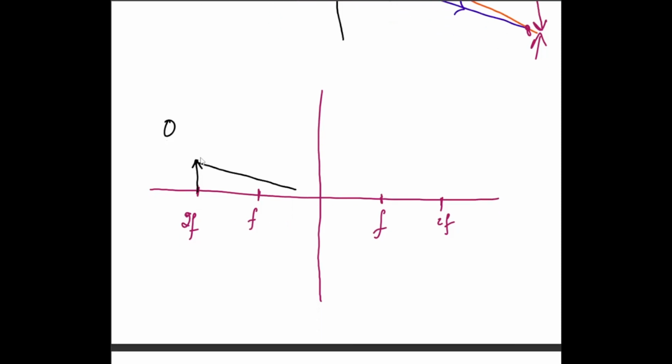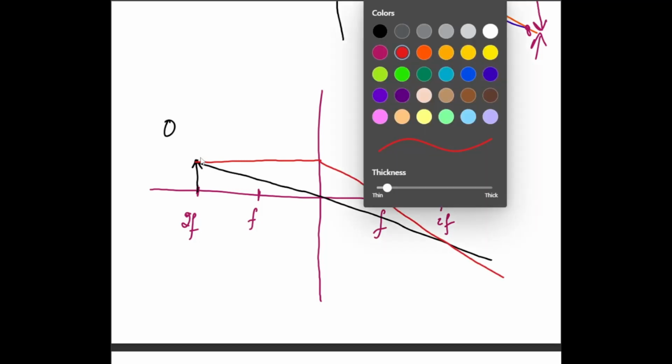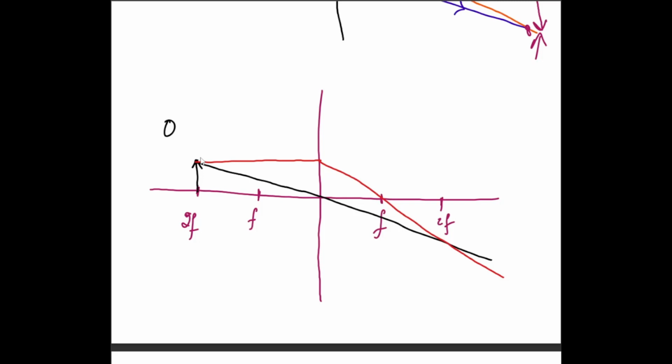So it will be somewhat like this, and then a straight line towards the lens, passing from the focal point, somewhat like this. I will find my point of intersection at this place, which is going to be at 2f. This is my image.